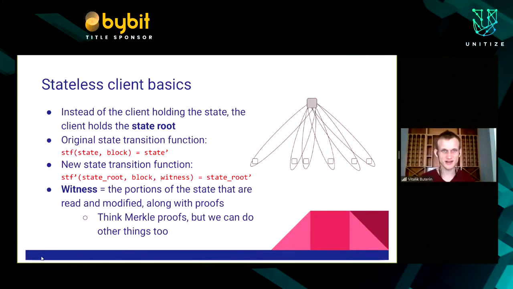Right? So basically, a normal client holds the state, takes in a block, and modifies the state to get a new state. Stateless clients only hold the state root. It asks for a block plus a witness, and it gives you a new state root, or it updates its state root to store a new state root.